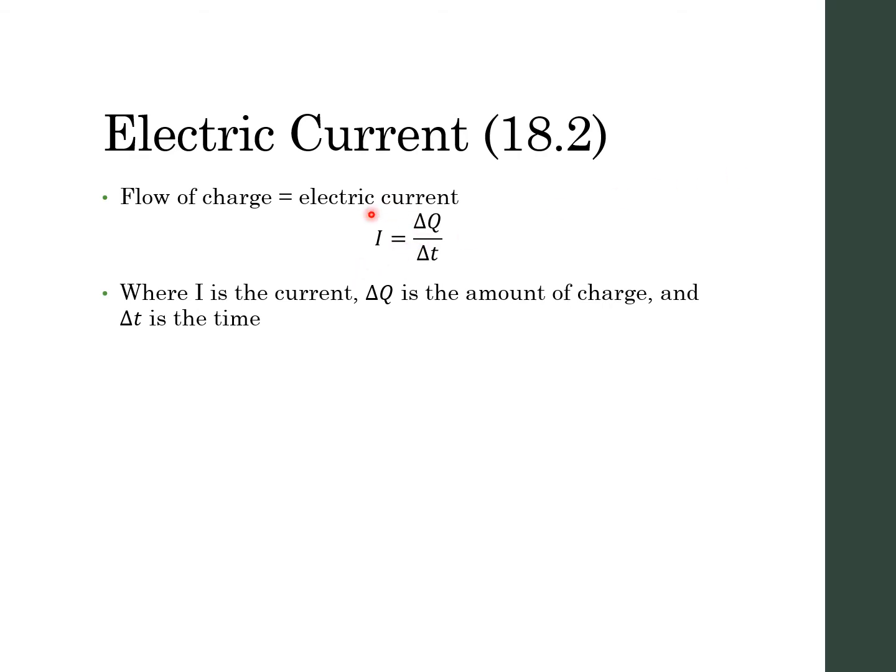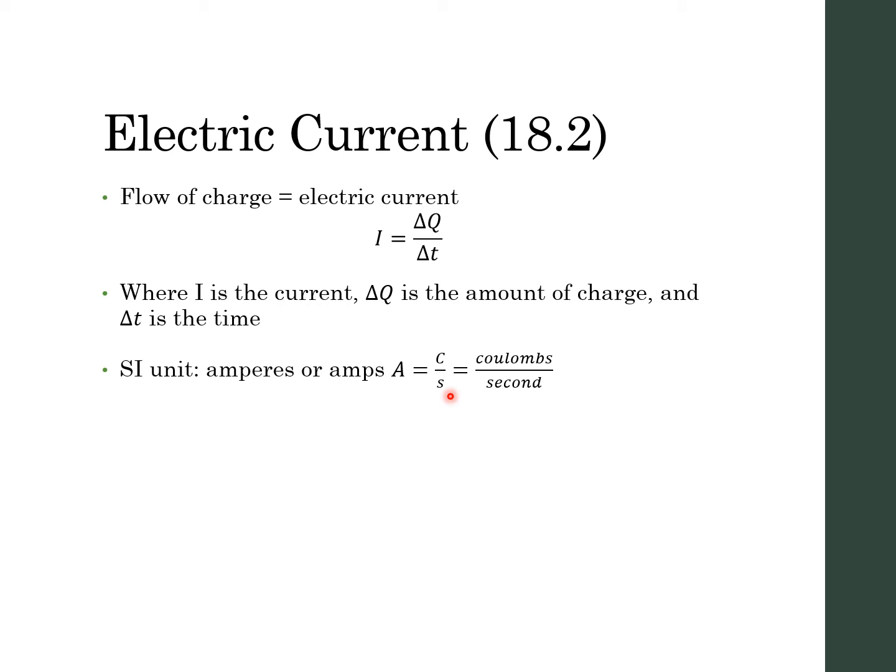So here we have the equation for the electric current. I is going to represent the current. It's going to be equal to delta Q, so the amount of charge, divided by the change in time. So if we think about our SI units, charge is measured in coulombs, and the SI unit for time is in seconds. So our SI unit for current is coulombs per second.